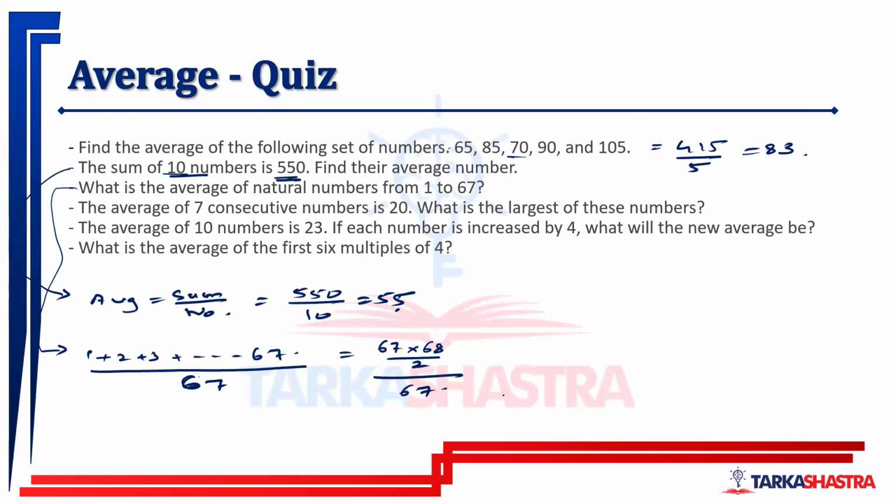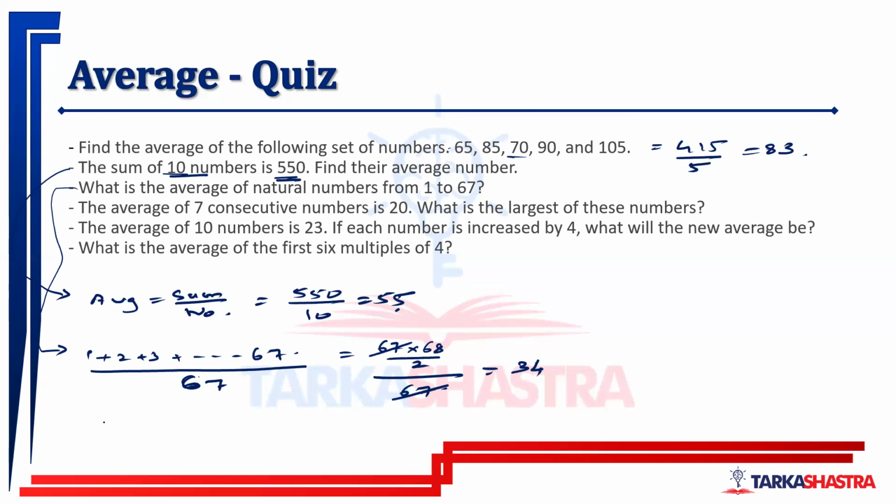Okay. So 67 gets cancelled. 68 divided by 2, 34 is your answer. Very easy. This is how you can do it. This is a very easy question. You can solve it like this. So the first 3 questions we are done with. Let us try to solve the next 3 questions.